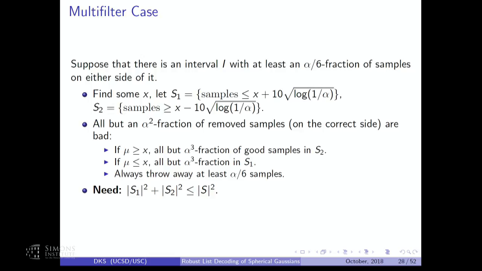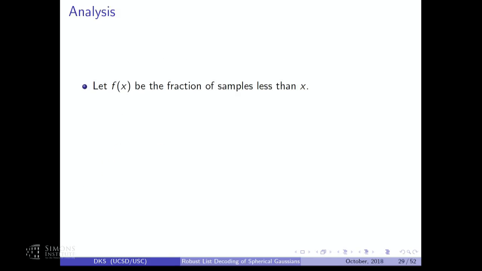However, there was this extra technical condition that we needed to guarantee, so that we don't just end up with an explosion of tons of sets that we're dealing with. We wanted the sum of the squares of the sizes of these sets to not be bigger than the squared size of the original. So how do we analyze that?